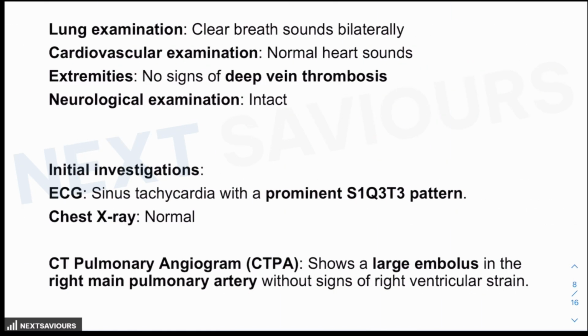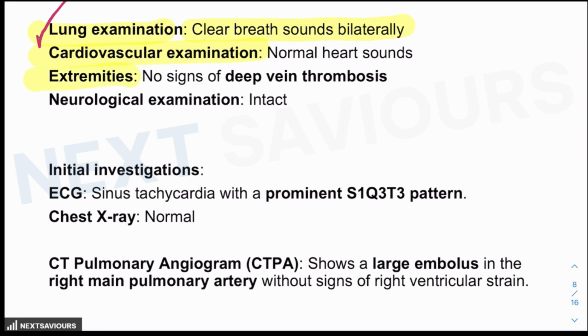So let's see what is the continuation of the question then in that case. Now, if you look at the lung examination, there are clear breath sounds bilaterally. That means there are no wheezes, there are no rales, there are no rhonchi, there is no tracheal deviation or hyperresonance on percussion. If we go to the cardiovascular examination, there are normal heart sounds. That means there are no murmurs, there are no rubs, or there are no gallops, and there is no jugular venous distension. As far as extremities are concerned, there is no sign of deep vein thrombosis.